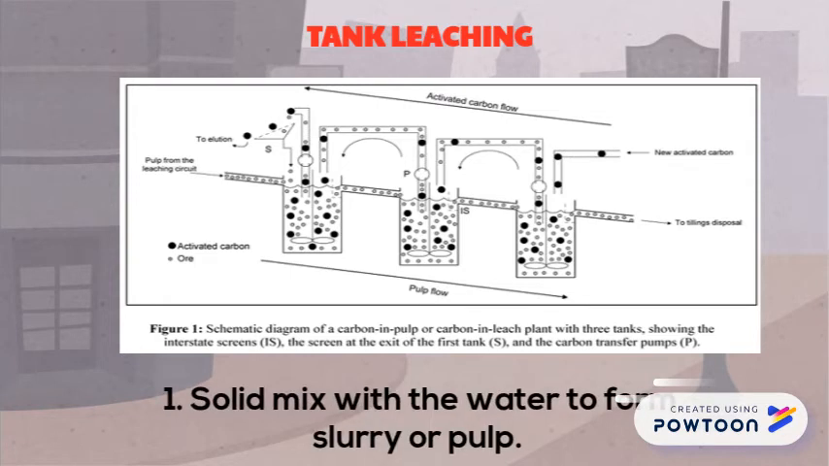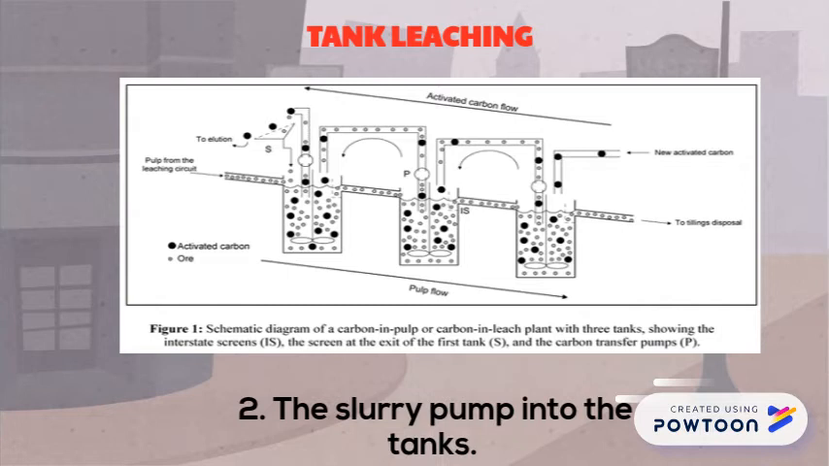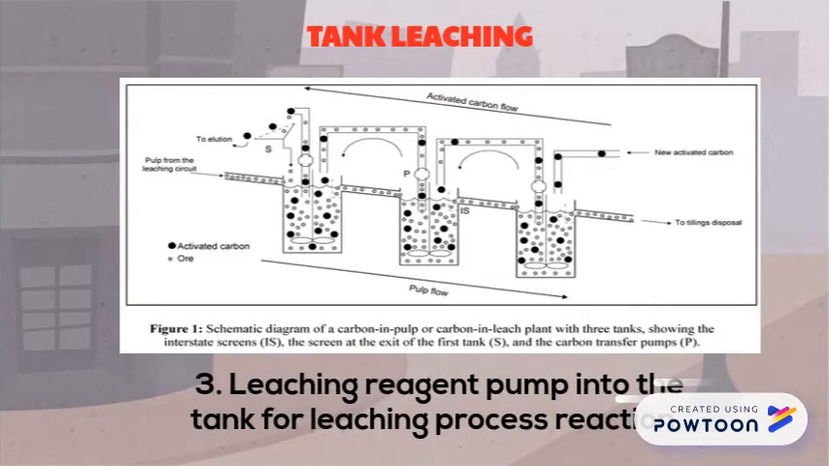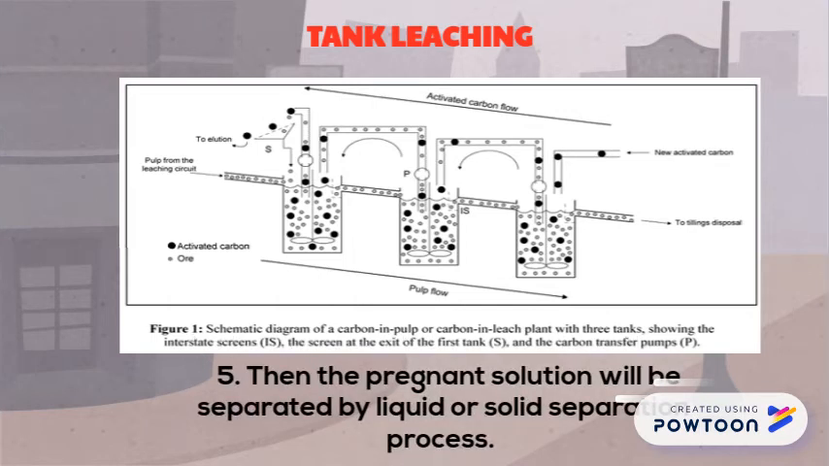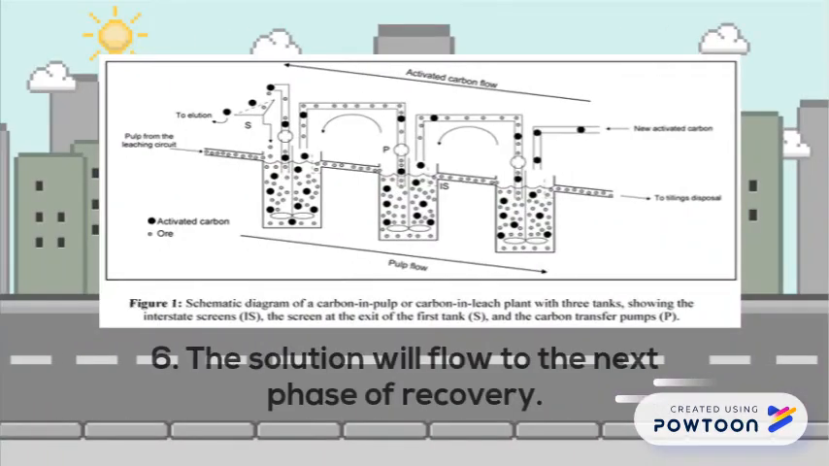Firstly, solid is mixed with the water to form slurry or pulp. The slurry is pumped into the tanks. Leaching reagent is pumped into the tank for the leaching reaction. The slurry will be pumped or overflow to the next tank. Then the pregnant solution will be separated by liquid-solid separation process. The solution will flow to the next phase of recovery.